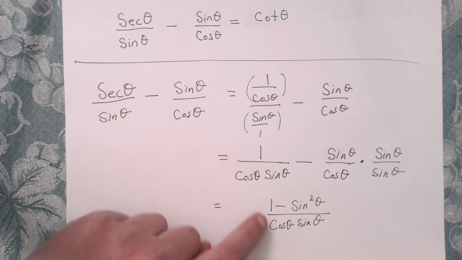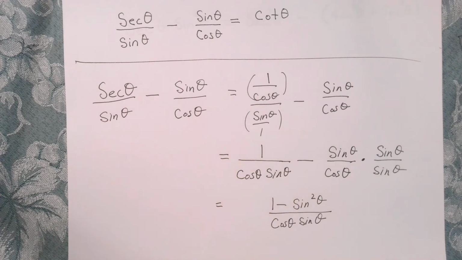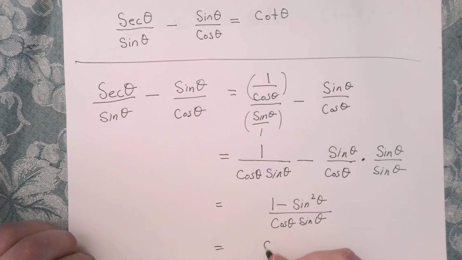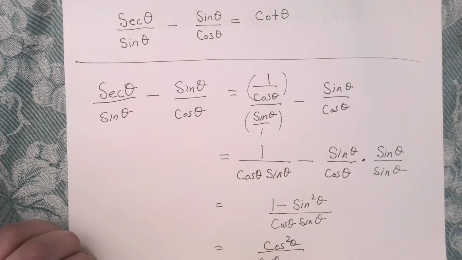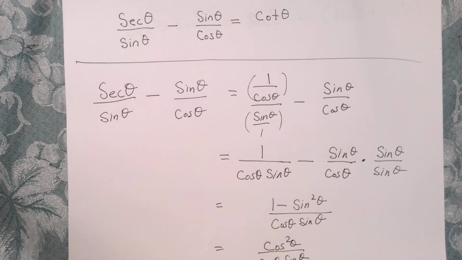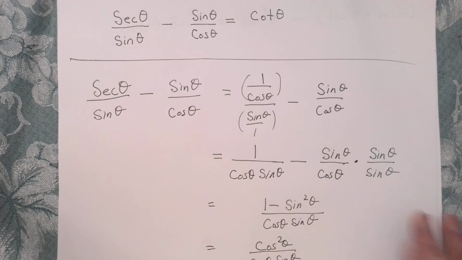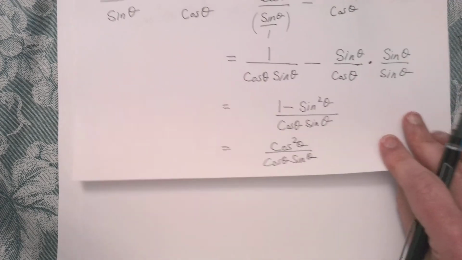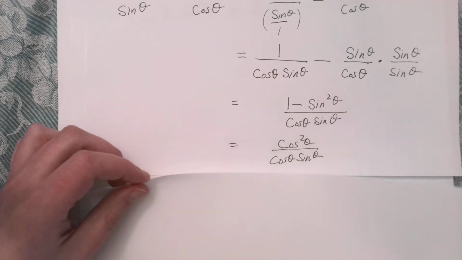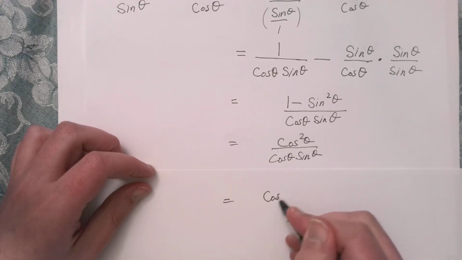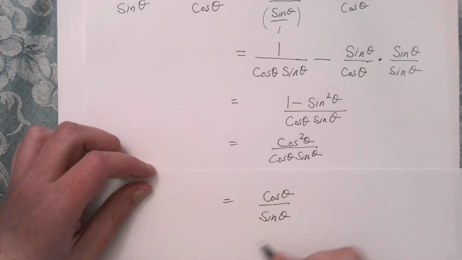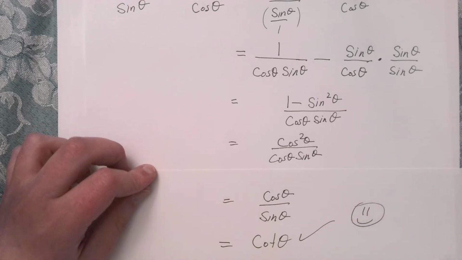Okay, well, this is a Pythagorean identity, right? 1 minus sine squared of theta, that's exactly cosine squared of theta. That's over cosine of theta times sine of theta. And you'll notice that looks like a factor of cosine will cancel. And so canceling out a factor of cosine gives me cosine of theta over sine of theta, but that's exactly the definition of cotangent. Okay, so we got it.